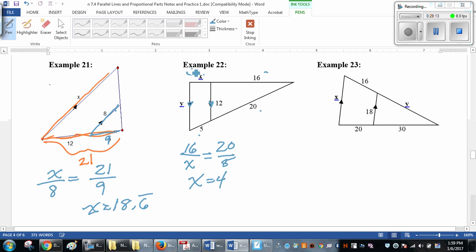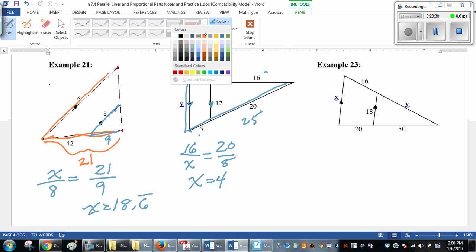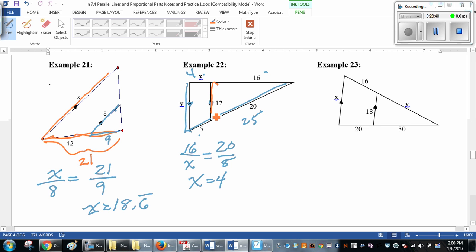Now that I know that x equals 4, we can use our proportions for the triangle to find y. We can use either triangle. Actually, let's use what they gave us. If we check this out, whole side, that's 25. Okay. Now look at my small triangle. Whole side, whole side. So when we set that up, we're going to set it up y over 25.